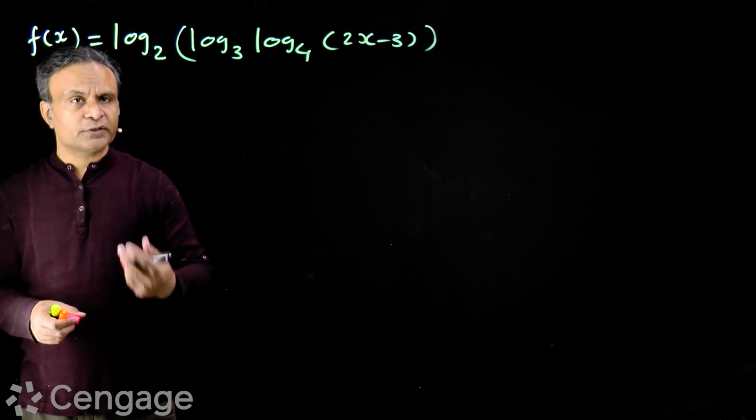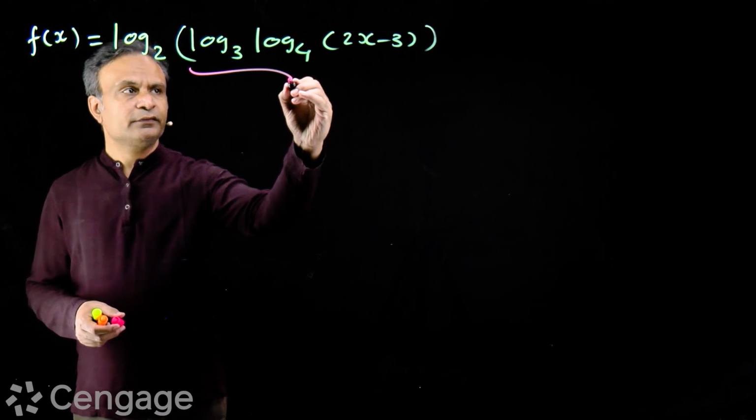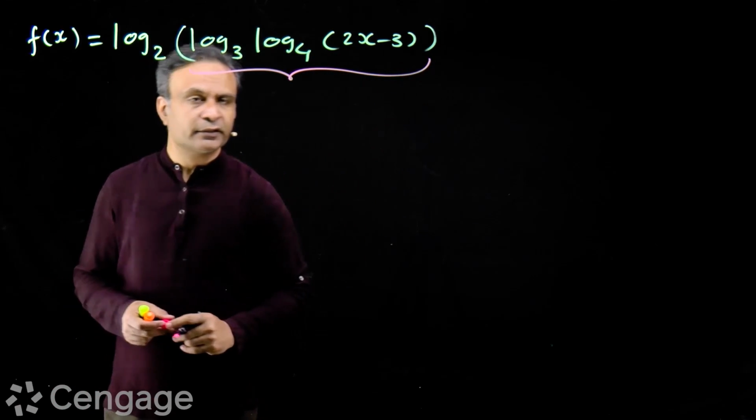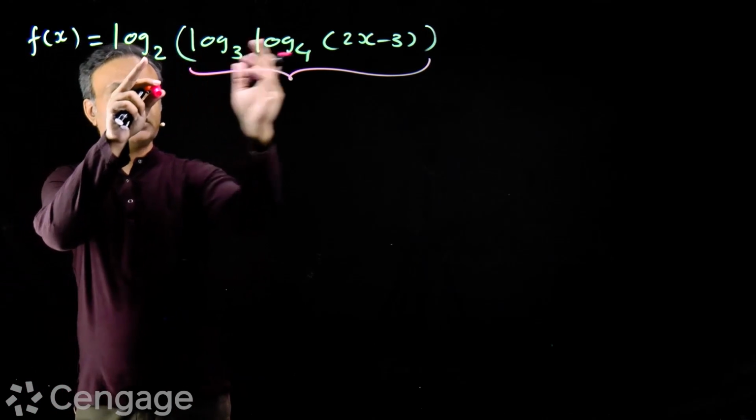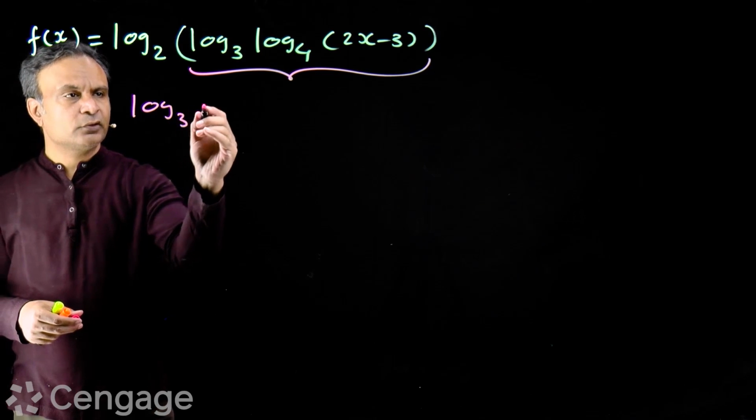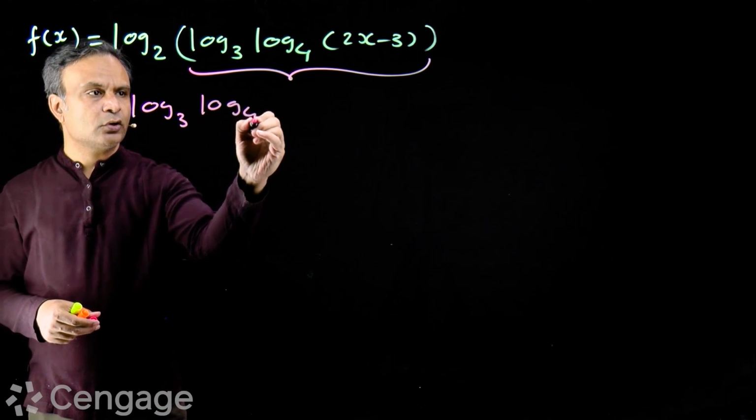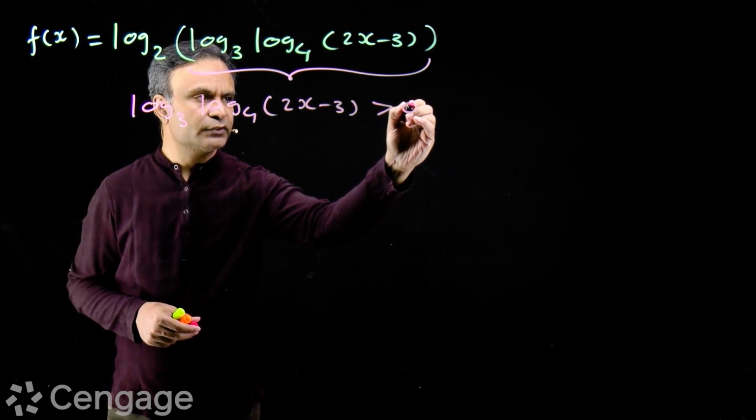What should be the first argument? We must have this expression greater than 0. ठीक है, ये expression positive होना चाहिए for this log to get defined. Okay, so we have log of 2x minus 3 greater than 0.